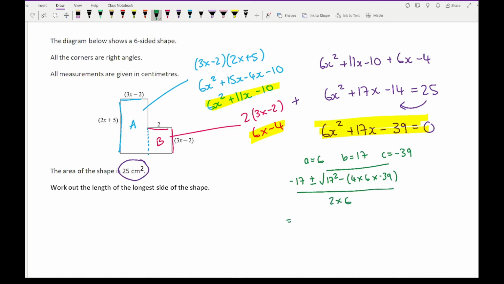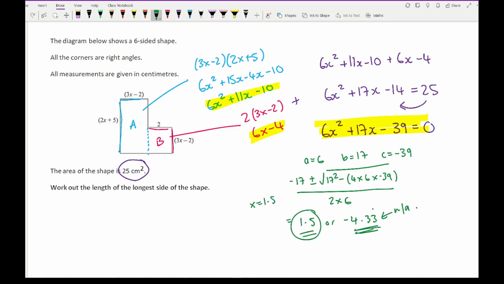So typing in all of those numbers, 6, minus 39, I get an answer of 1.5 or minus 4.33 recurring. Now this in fact does actually factorize. Again, if you're good at factorizing, you could go for those two answers. So again, it's asking to work out the length of the longest side. Now looking at this, it's definitely not going to be this value, so it can't be 4.3, so that one's not applicable. So x has got to equal 1.5.